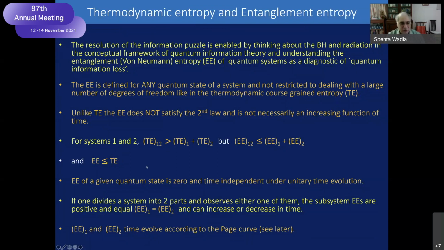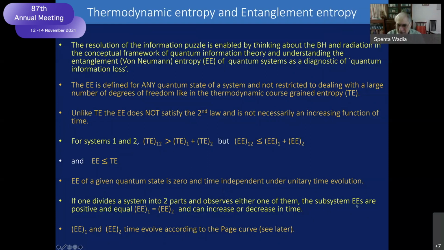Now, the entanglement entropy of a pure quantum state is 0. You have a quantum state, you compute its entanglement entropy, it is 0, and it's time independent. If you have some non-zero value, it'll remain constant under time evolution. And very importantly, if one divides a system into two parts and observes either one of them, that means in some sense you trace over the states of the other system.